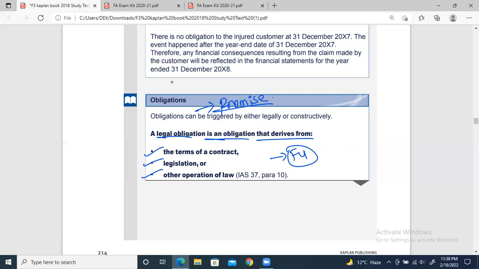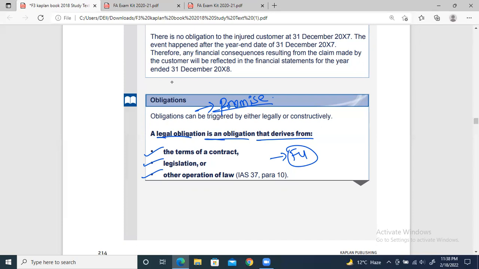Then legislation: what are the laws and regulations of that very country in which the thing has happened, and other operation of law. So this is a legal obligation. In easier terms, you can remember it as the obligation that you have to fulfill as being a citizen of that country, right? So if there is any person that is a citizen of, for example, England, UK, he has to fulfill the obligations in that country. Any other country may have different kinds of obligations, right? So this is legal obligation.